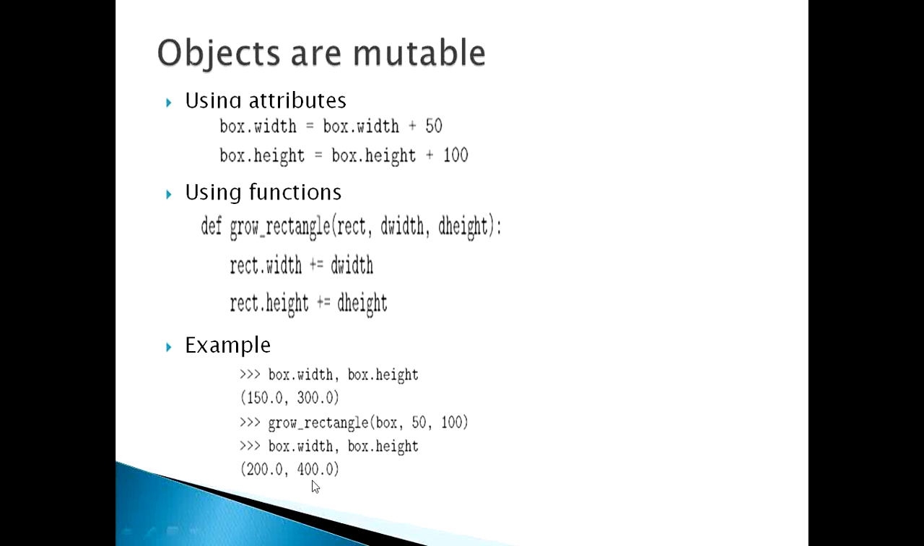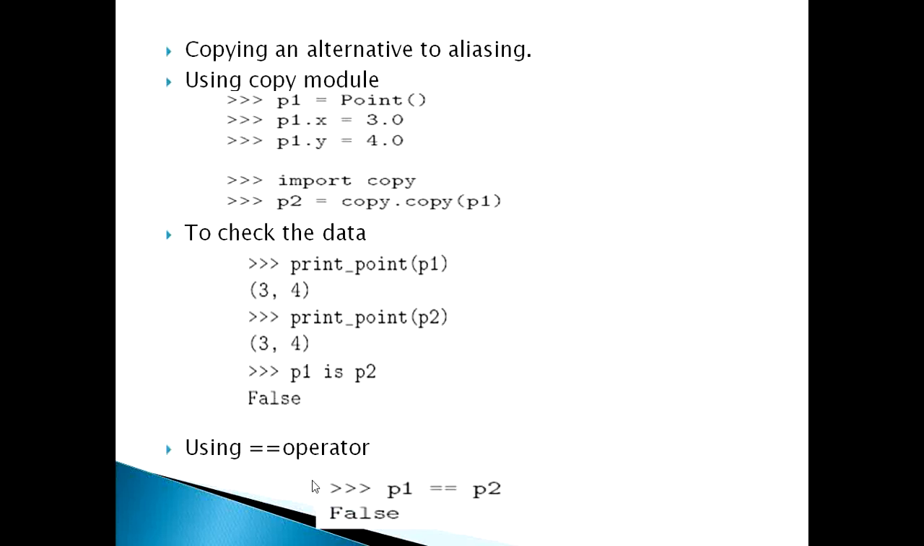Right? So this is the other method, by using functions. That means our objects can be changed using two methods: one is attributes and the other is functions. Moving ahead, with aliasing we usually face some problems, like we may get unexpected effects which would cause an error. Therefore it's very difficult to keep track of all the variables that might refer to a given object. So in order to avoid this, we have one more alternative method called copying.